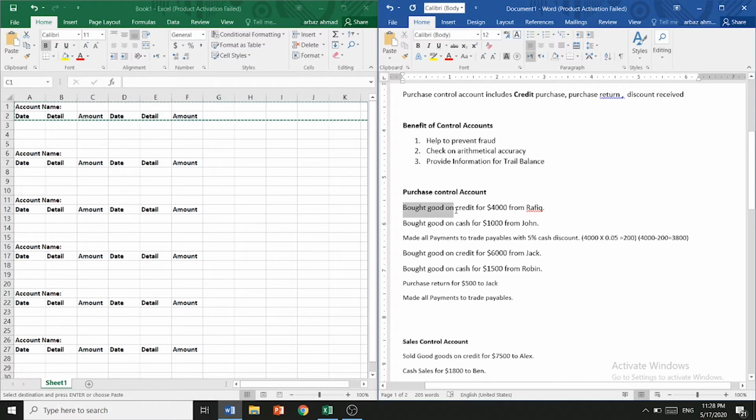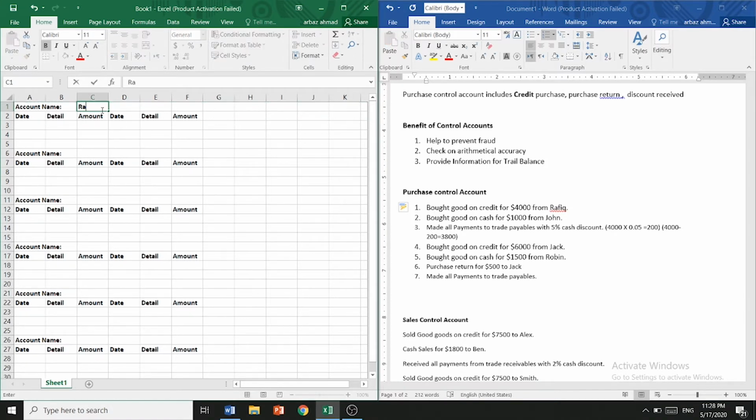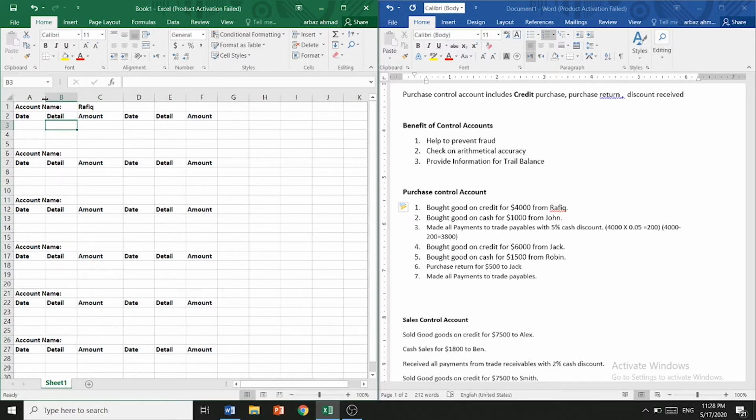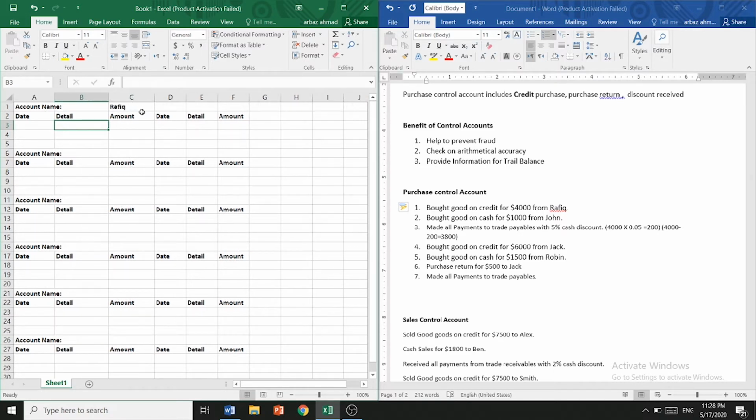So moving on with the first entry, I think we can give them some numbers so it's clear. Okay, if we bought goods on credit for 4,000 from Rafiq, so I have to open the account with the name of Rafiq. That is what usually we do. In this case I don't have a date, so I don't have to worry about the date also. So purchase will be debit and Rafiq will be credit. I will write purchase here.